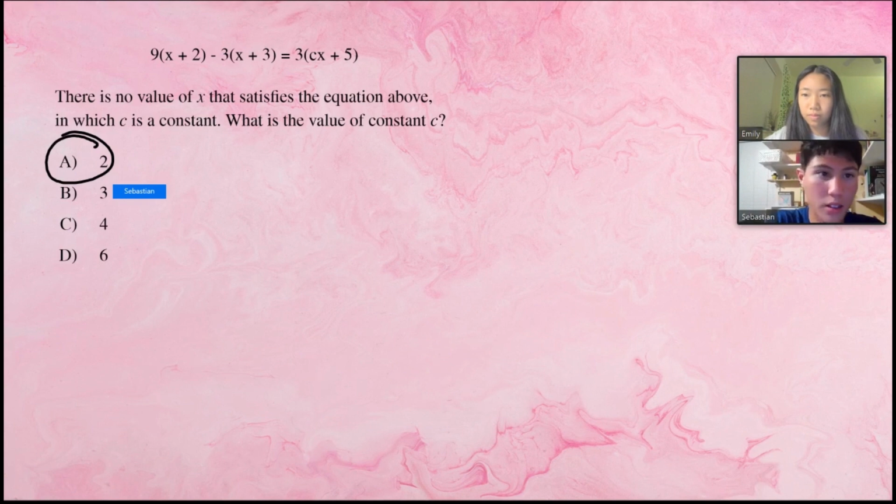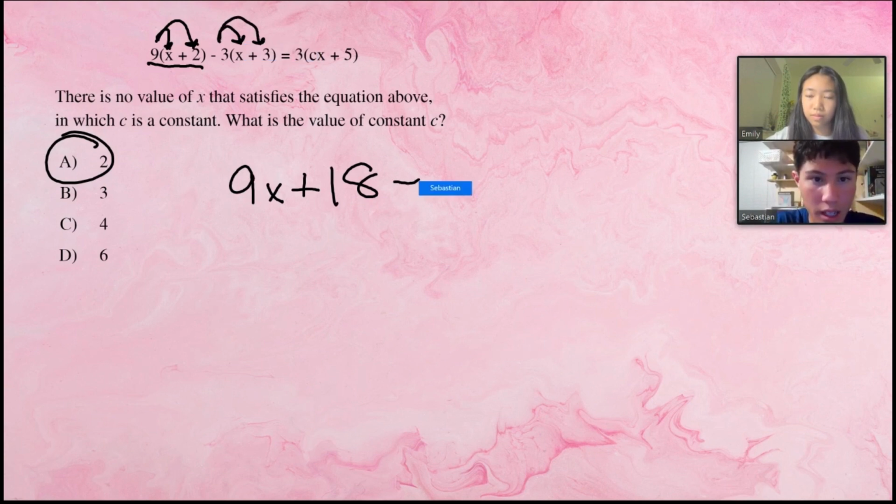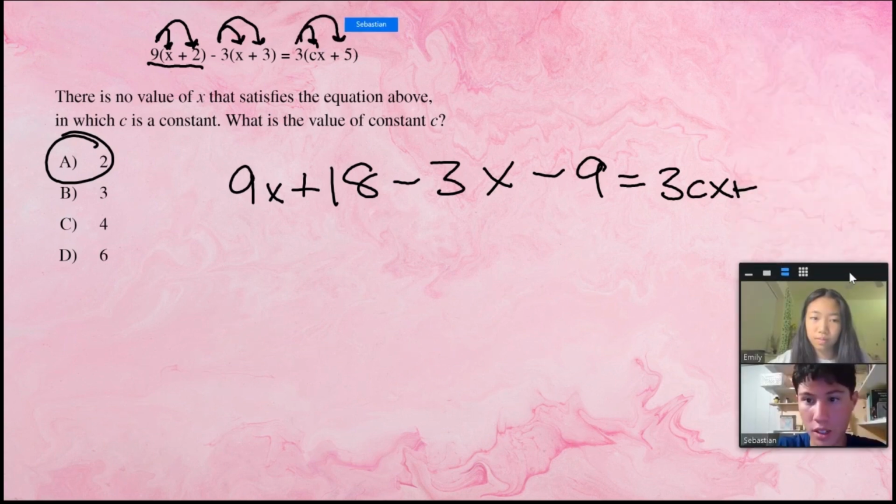So what we can do is we can start expanding. So the 9 will multiply to the x and to the plus 2. So we're going to get 9 times x plus 9 times 2. And then we're going to get negative 3 times x and negative 3 times 3. So we're going to get negative 3x minus 9. And this is going to equal, we're just going to distribute like we did for the other two terms, 3 times cx, which is 3cx, plus 3 times 5, which is plus 15.